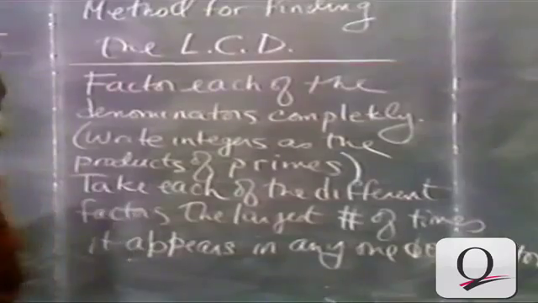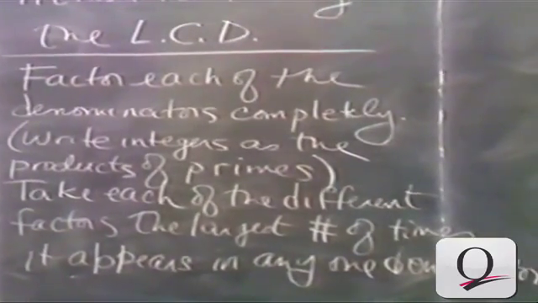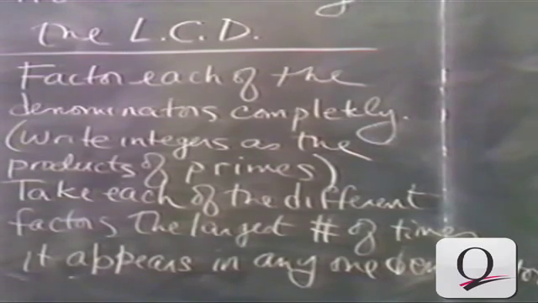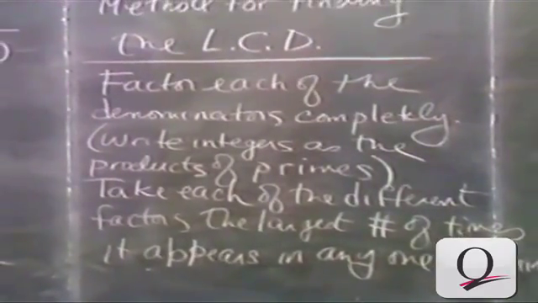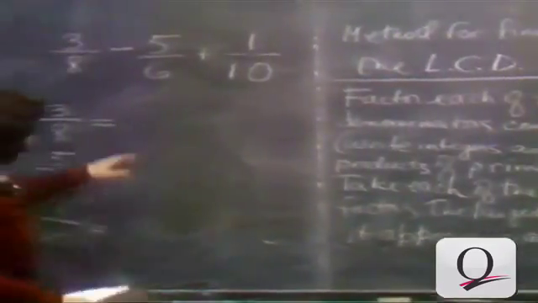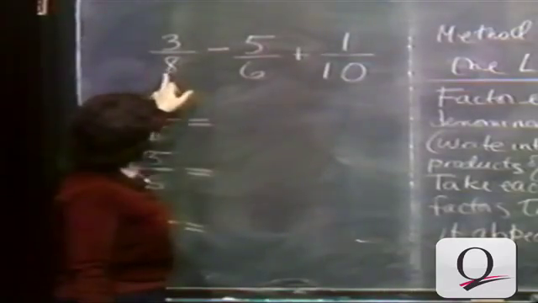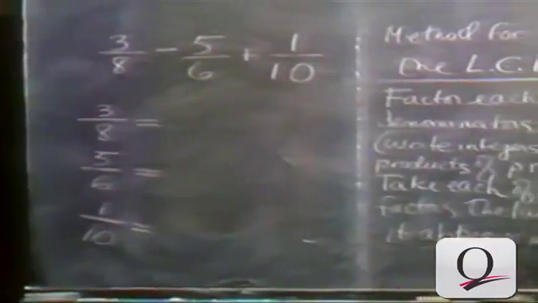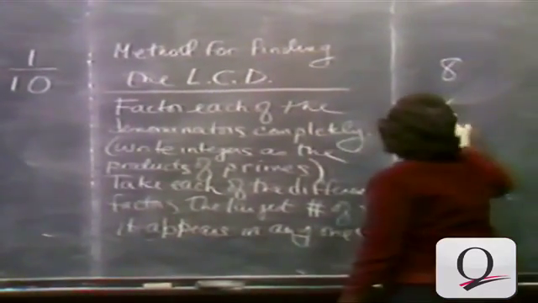So we're going to factor each of the denominators completely. Integers will be written as the product of primes. We'll take each of the different factors the largest number of times it appears in any one denominator. Let's try this procedure on this problem. In this particular problem, we had denominators 8, 6, and 10. So we go over here, we write 8, 6, and 10.